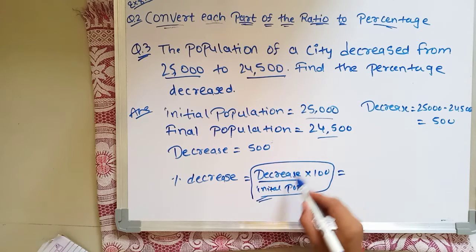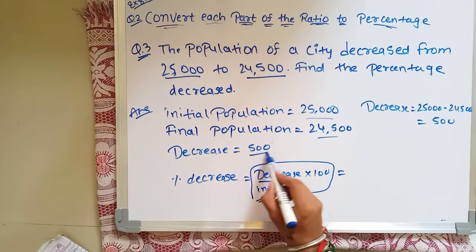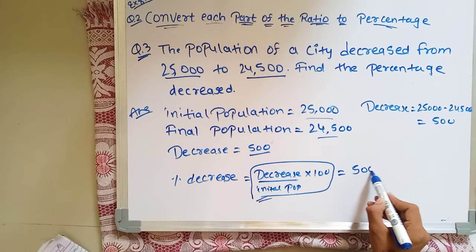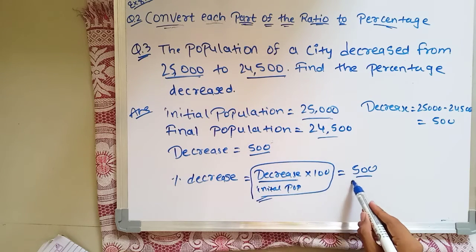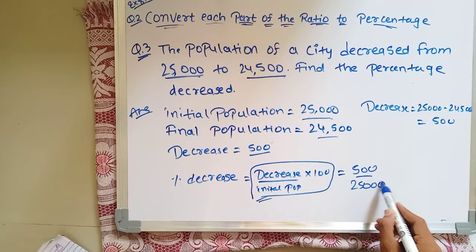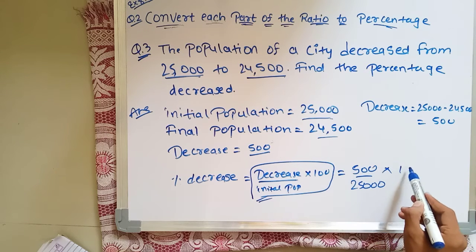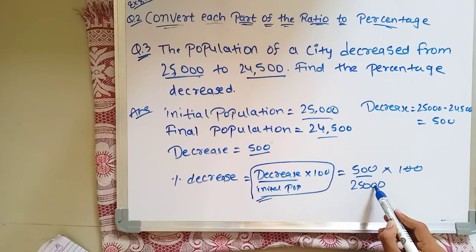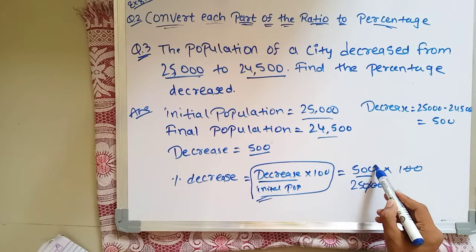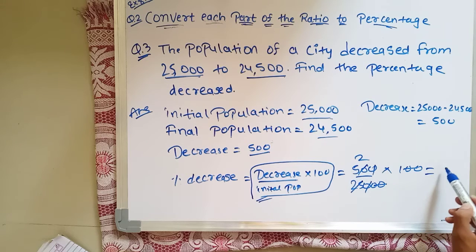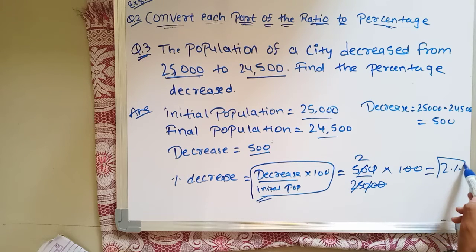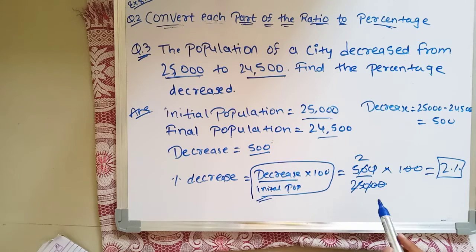Let's see how. We have to put this 500, and the initial population is 25,000. Okay, so 25,000 multiplied by 100. This 0 cuts, this 0 also cuts, so 25 twos are 50. So the answer is 2%. So 2% of the population has decreased. Okay, our answer is 2%.